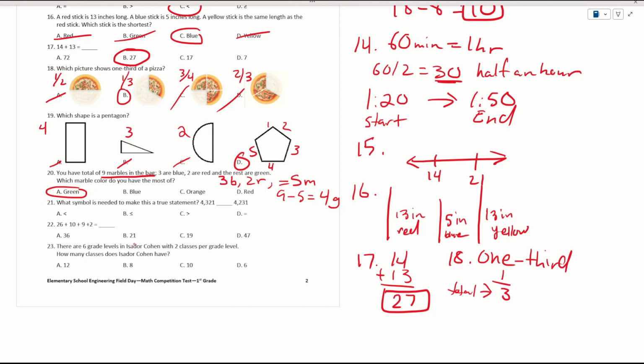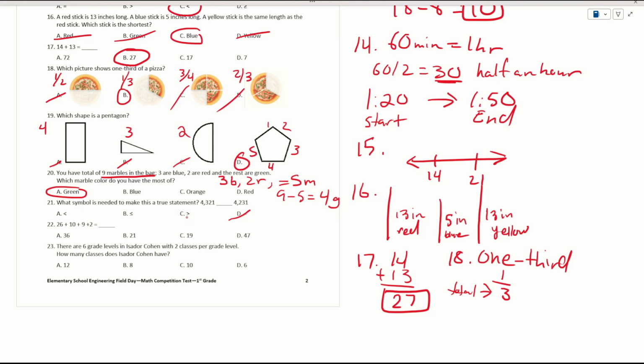Question 21. What symbol is needed to make this a true statement? So for this one, we have 2 big numbers. Okay, don't be overwhelmed by this question or confused, though it may seem a little bit more daunting. So 4,321 blank 4,231. So we need to find a symbol that makes this a true statement. Okay, it cannot be D because they're not the same number. Okay, it has to be C.